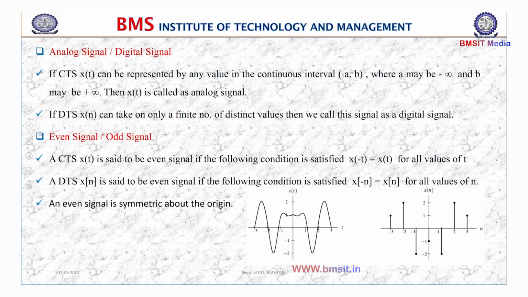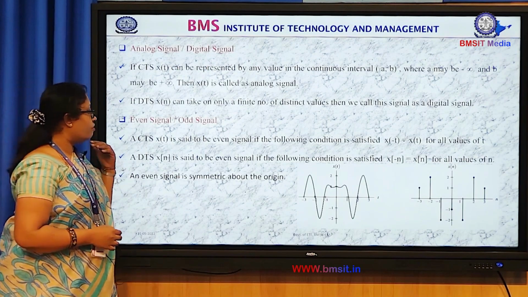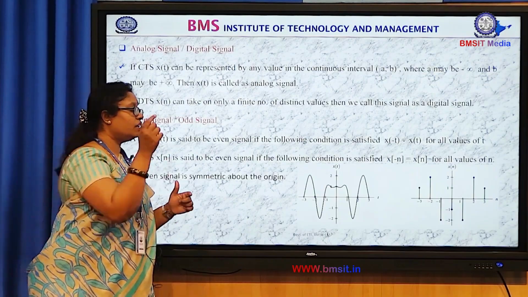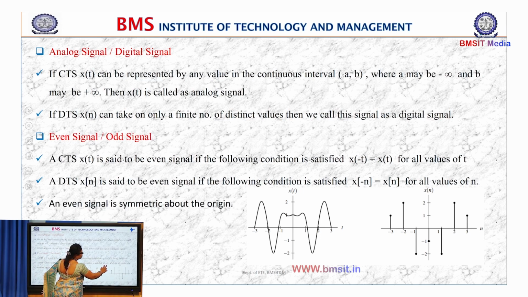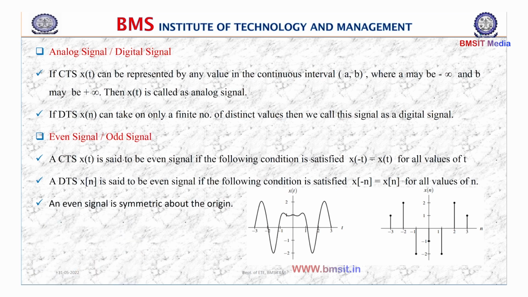Similarly, a discrete time sequence x of n is said to be even if the following condition is satisfied. What is the condition? The condition is x of -n should be equal to x of n for all values of n. So what does this mean? At n equal to 1 and at n equal to -1, I have the same signal of amplitude 2. That is, x of -1 is equal to x of +1.